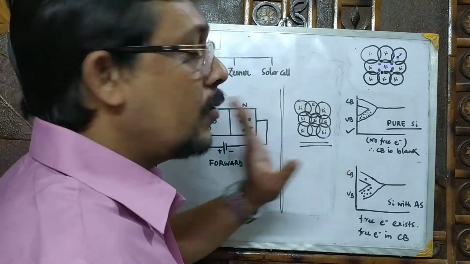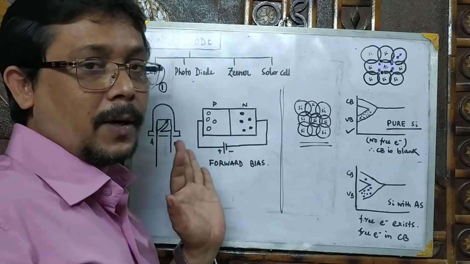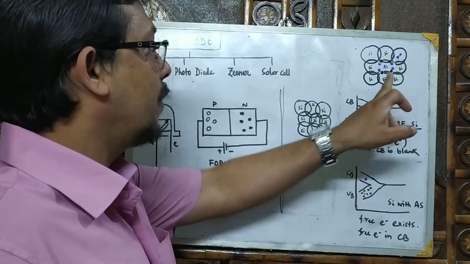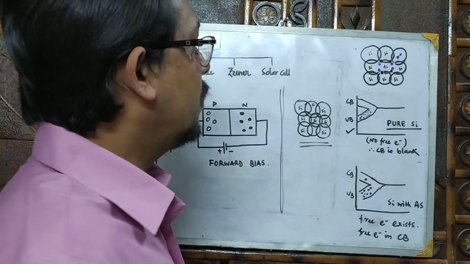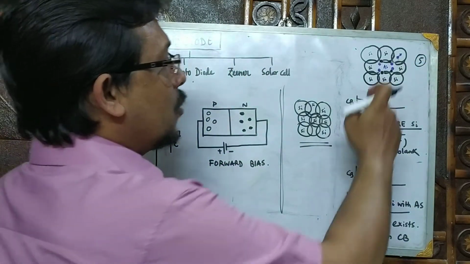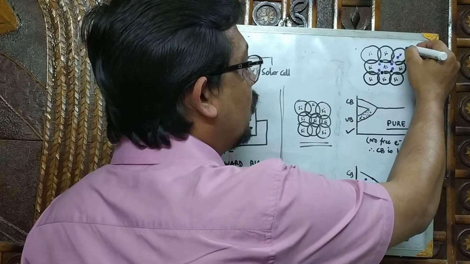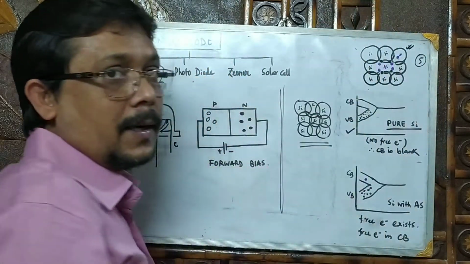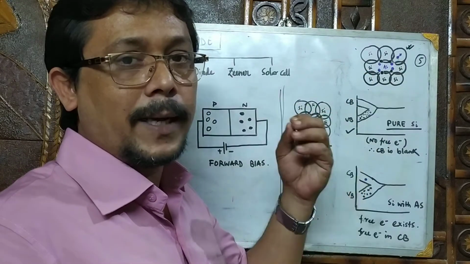But we don't use pure silicon in a PN junction diode. We use the extrinsic semiconductor, that is, a doped semiconductor. Here is the structure of a doped semiconductor. In silicon, we use pentavalent arsenic. Pentavalent arsenic means 5 electrons, so 4 electrons combine with the silicon atoms and 1 extra electron is left. So there are some extra electrons in N-type semiconductor. In the same way, in P-type semiconductor, we get holes.